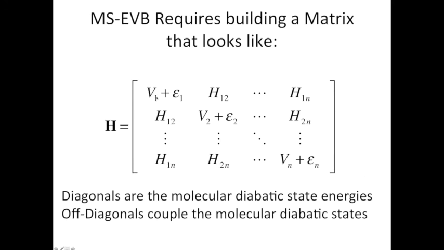You end up with a matrix that effectively looks like this, where your diagonals are the potential energies of what I call your molecular diabatic states. This is literally what's returned from a vanilla MD program. Any MD program already gives you these. When you ask for an energy evaluation for a particular geometry and topology, it gives you these diagonals. And then the off-diagonal matrix elements just couple together these molecular diabatic states.